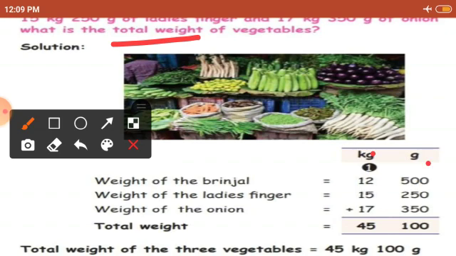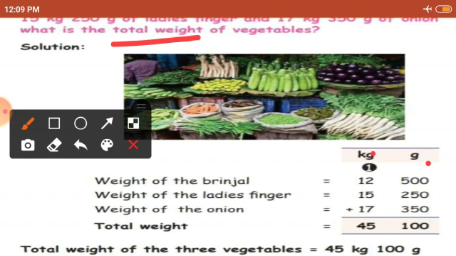After that, see, first one is what? Weight of the brinjal, right? How much is it? 12 kilogram, 500 gram according to the sum. See, 12 is in kilograms place, so you have to write 12 in kilogram. Next, 500 is in grams place, so you have to write 500 in grams place.